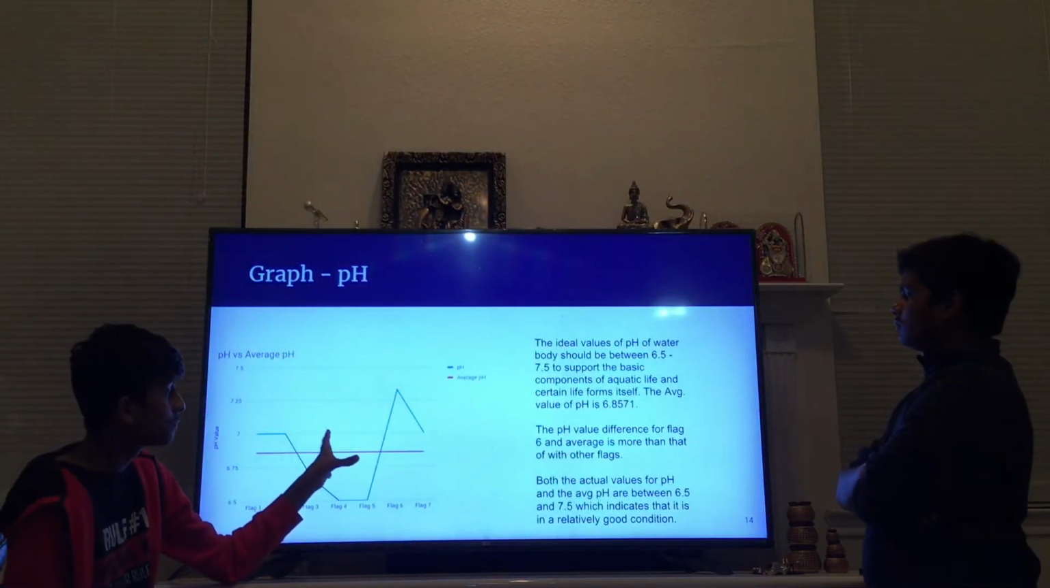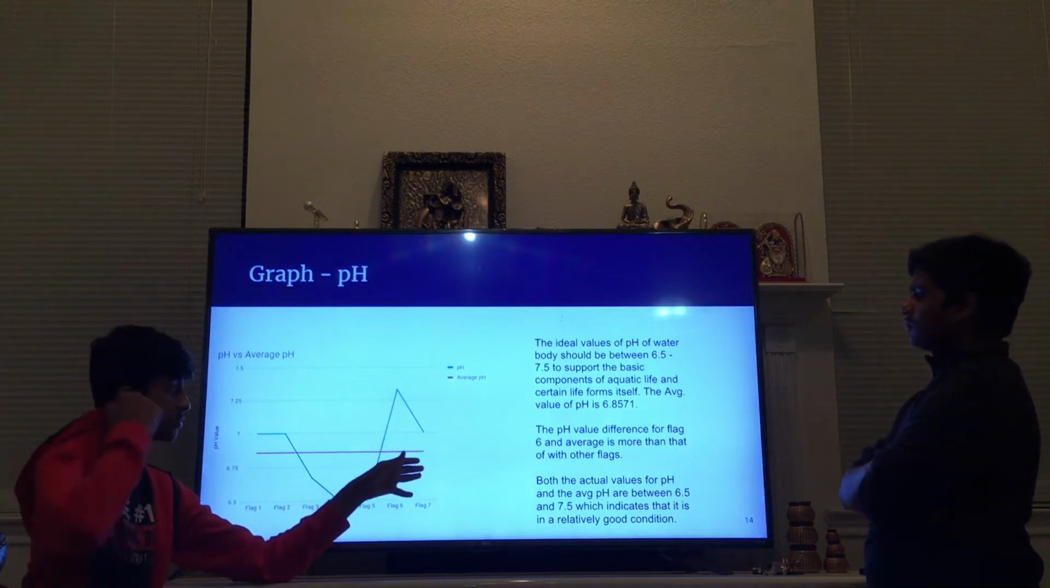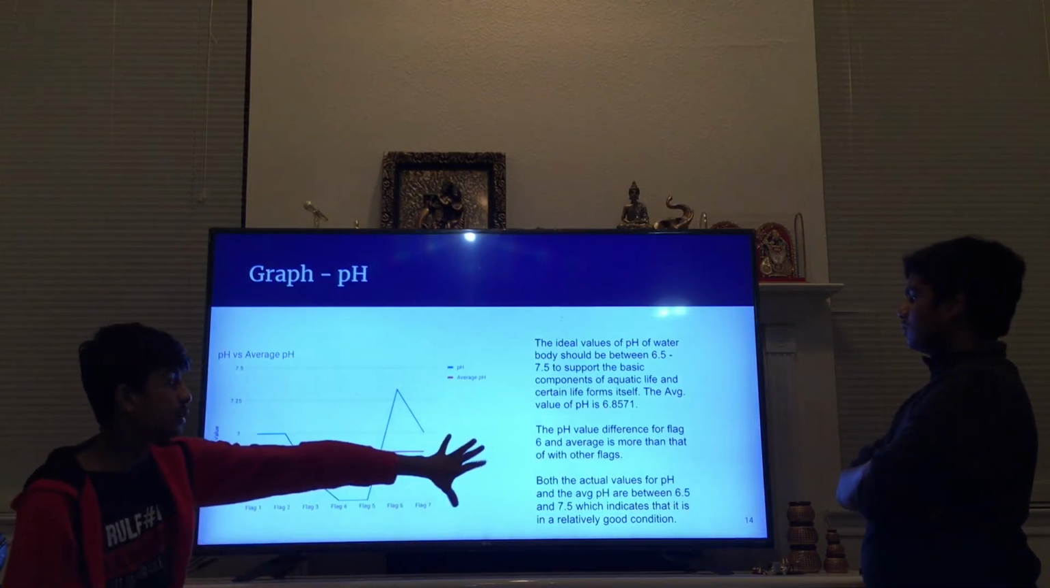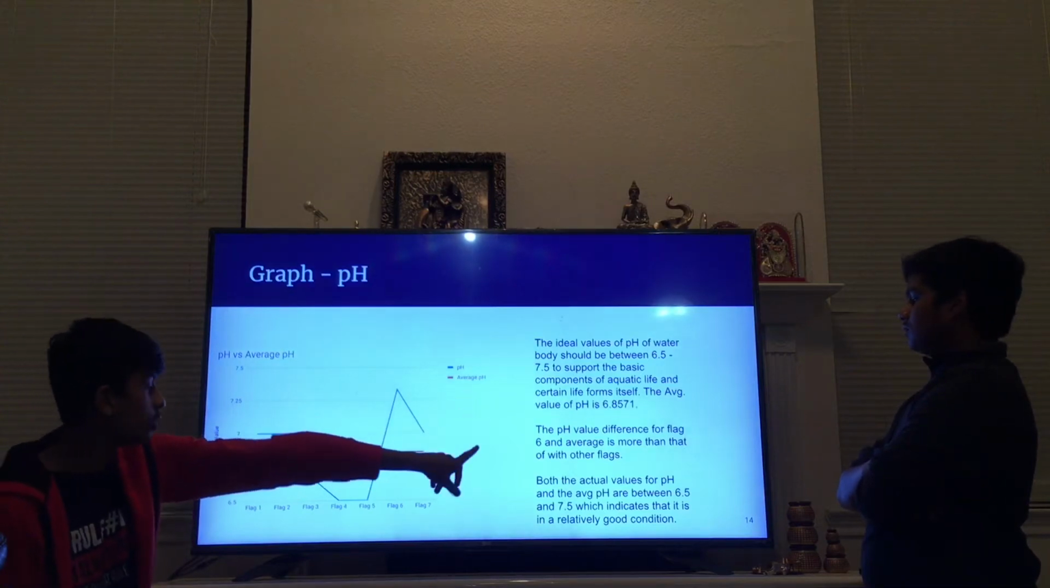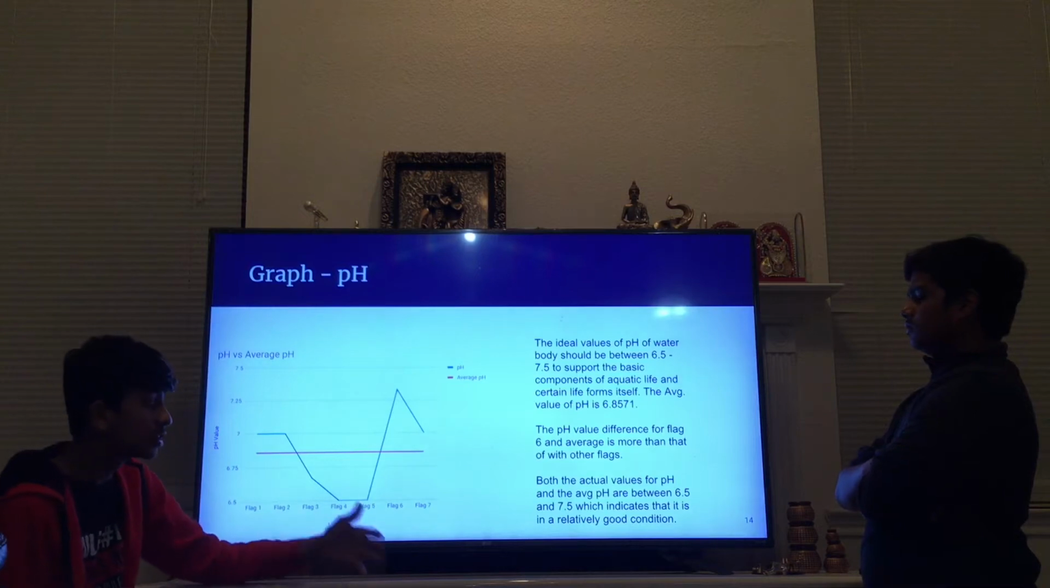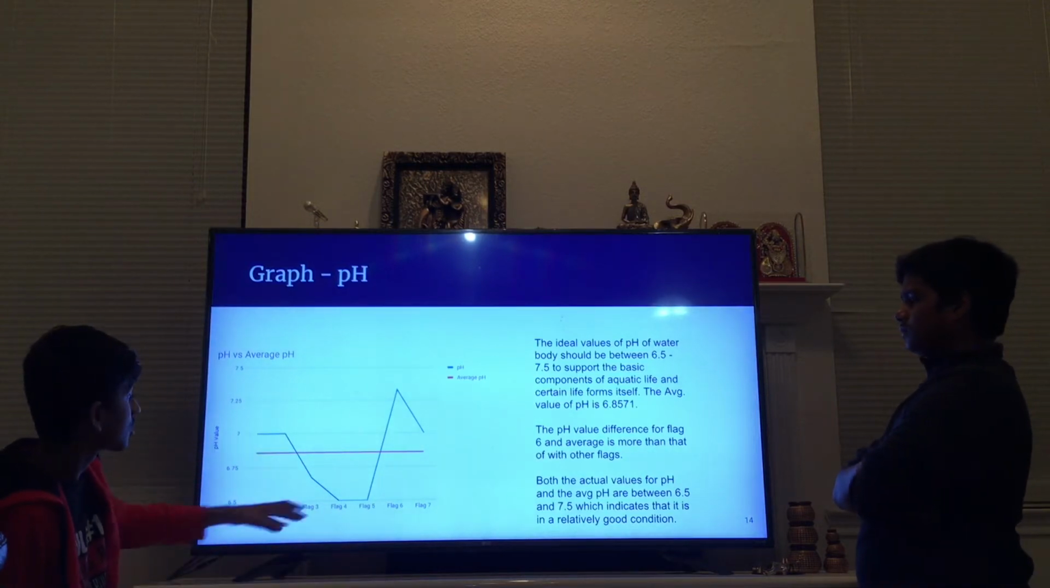Here's our pH graph. pH is basically the acidity of water. It could be basic or acidic, and a good pH is around 6 to 8. We got an exact pH of 6.8571, which is moderately good and indicates a relatively good condition. And here is our graphical representation.